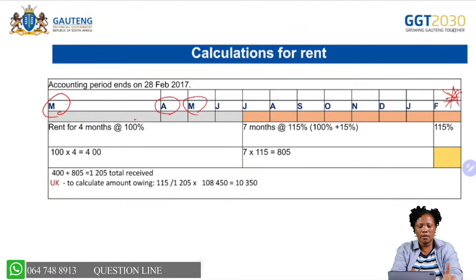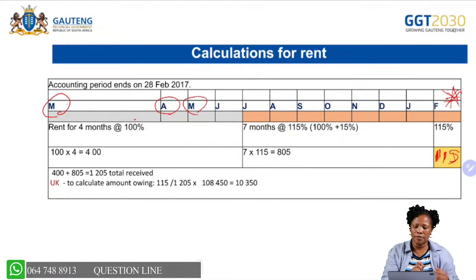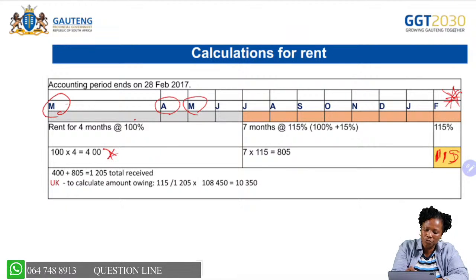Okay, now let's do our calculations. 100 times 4 gives you 400. And then 7 times 115 is going to give you 805. In this case, we're only going to have 115 because it is just the rent for 1 month that is expected. Now we are going to add 400 plus 805. If you say 400 plus 805, it gives you 1205.